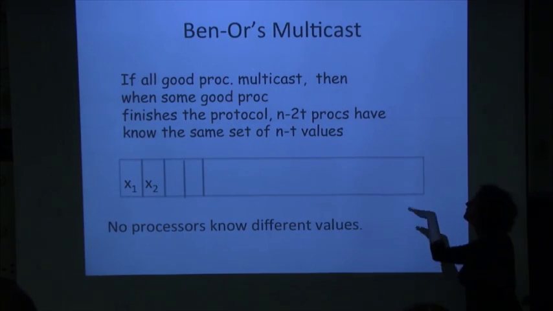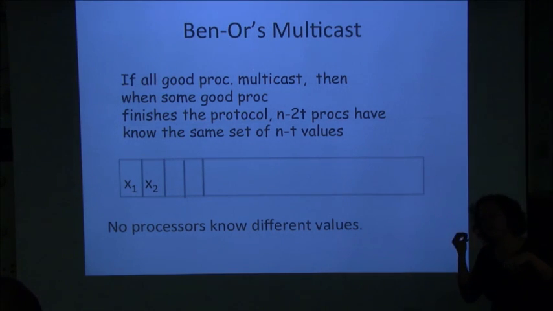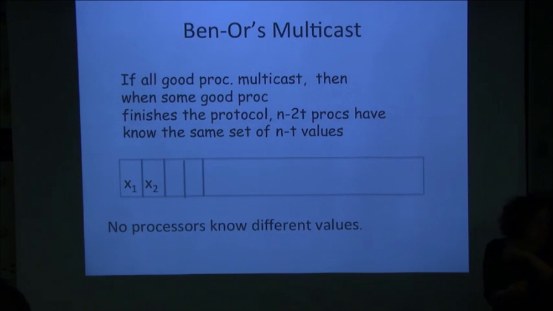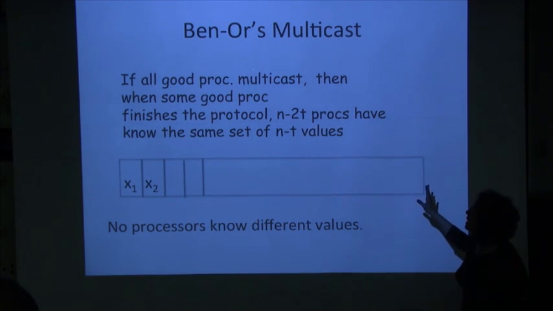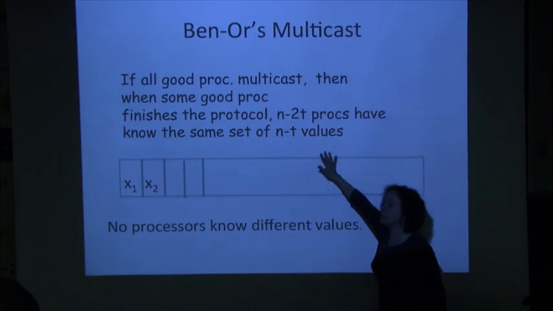Then Ben-Or put another layer on top of this, also in the 80s. He calls it multicast. Now he has not one processor sending a message but everybody sending a message. It's not just Ben-Or; Ron Elianev, I think, is the other person who co-authored it. If everyone sends a message and you just use reliable broadcast, you can't wait to hear from everybody. So some processor could receive a subset of messages from some processors, and another processor a different subset. But using this multicast, we can ensure that when a good processor finishes the protocol, N-2T processors know the same set of N-T values.